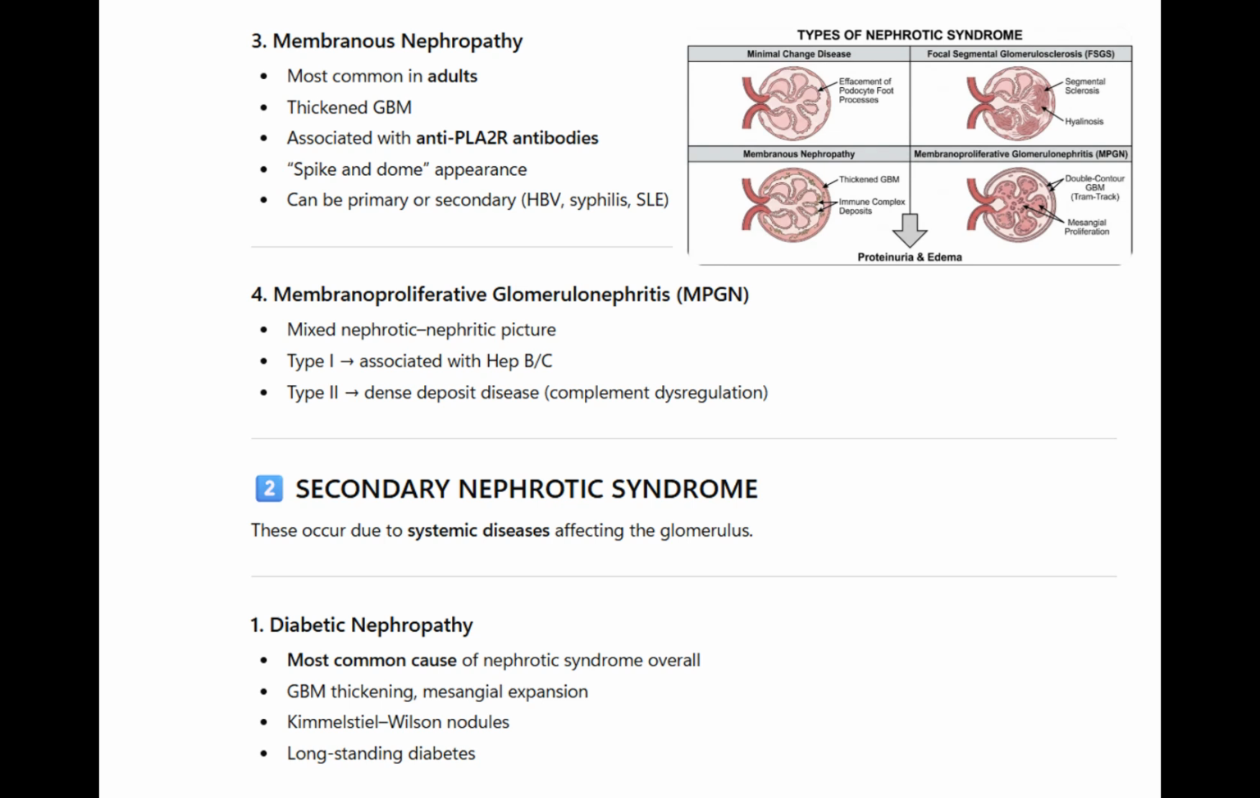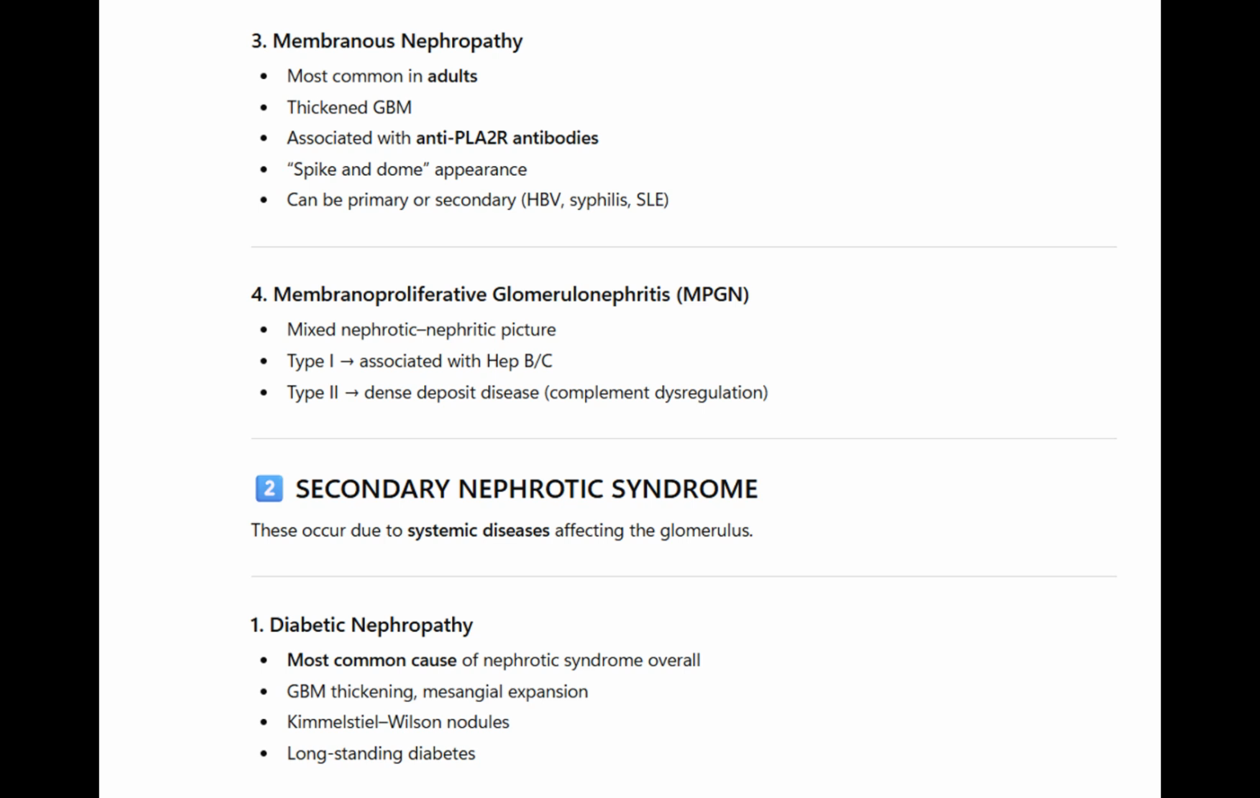Secondary nephrotic syndrome. Secondary nephrotic syndromes occur due to systemic diseases, infections, medications, or malignancies affecting the kidney. The most common cause of nephrotic syndrome overall is diabetic nephropathy. Long-standing hyperglycemia leads to thickening of the basement membrane, mesangial expansion, and formation of Kimmelstiel-Wilson nodules. Diabetic nephropathy progresses gradually and is a major cause of chronic kidney disease.